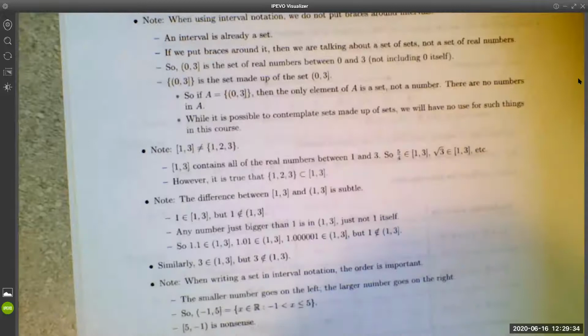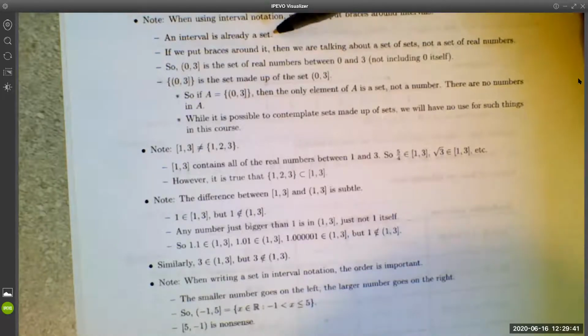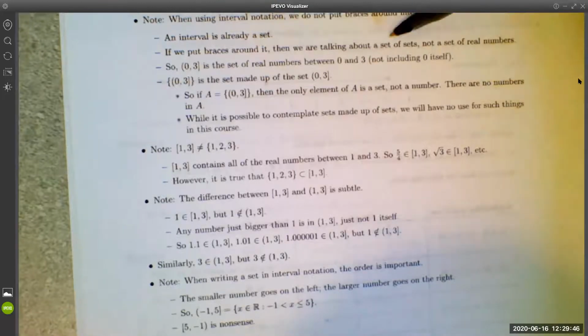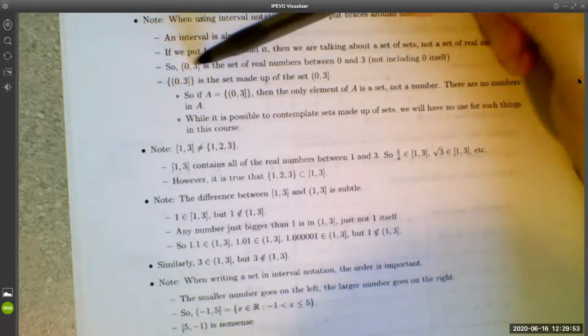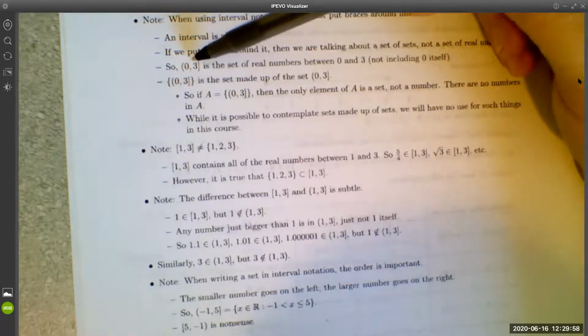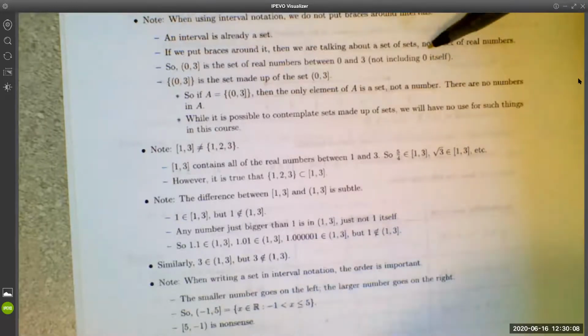When using interval notation, a few things to point out. We do not put braces around the intervals. An interval is already a set. If we put braces around it, then we're talking about a set of sets, not a set of real numbers. This interval, the set from 0 to 3, including 3 but not including 0, is a set of real numbers. It already denotes a set. So this is the set of real numbers between 0 and 3, not including 0.